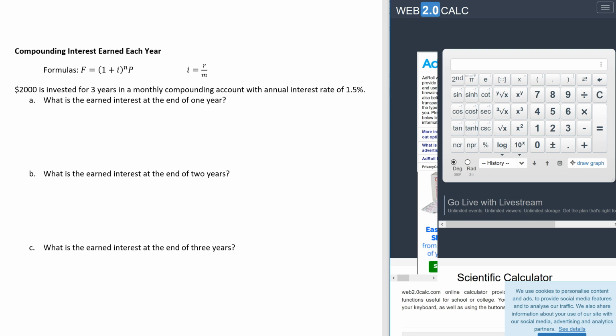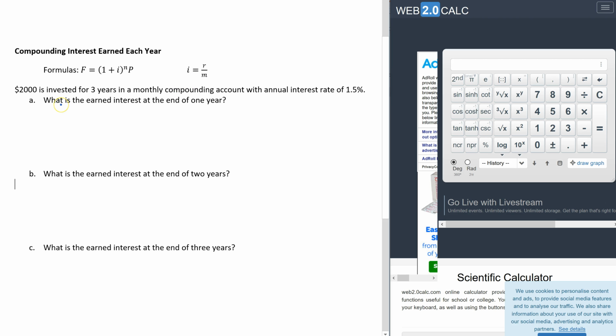Now that you're familiar with the compounding interest equation, I want to take a look at finding out how much the interest is for each year in a compounding account. We're going to be using the formula F, the future value, equals 1 plus i, where i is the interest rate per period, raised to n, the number of periods, multiplied with the principal. And that interest rate per period is found as the interest rate per year divided by the number of periods in a year.